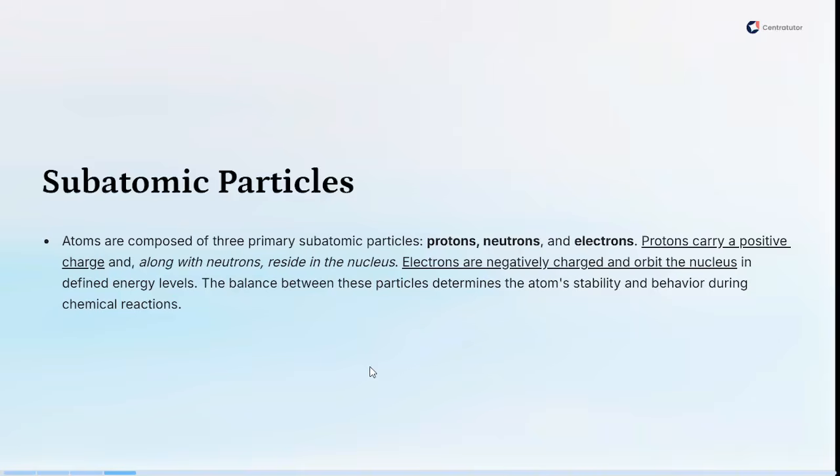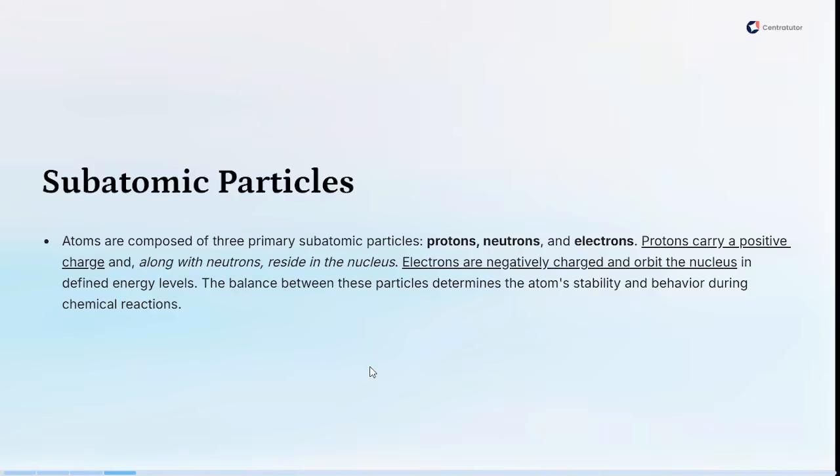So if you want to group all the particles present in an atom, you would call them the proton, the neutron, and the electron. It is important to know that the proton is positively charged, the neutron is neutral, while the electrons are negatively charged. Protons are positive, electrons are negative, neutrons are neutral.